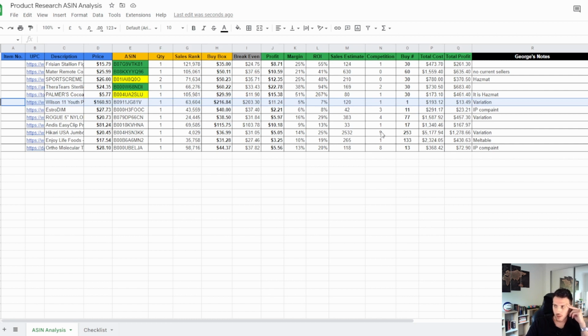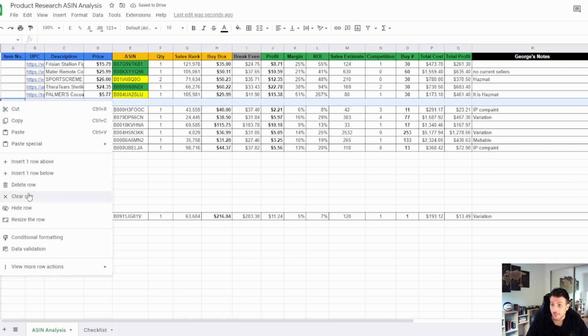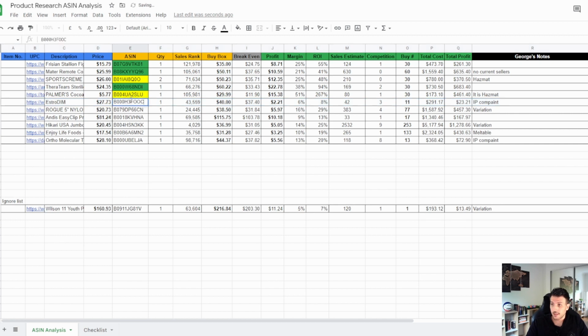So it's definitely not worth it. It's only got 7% ROI. You're pretty much risking $160 or $161 to make $13. I'm not going to consider this product based on that, so we can just disqualify it right now and put it back to the ignore list. So that's gone. Okay, next.